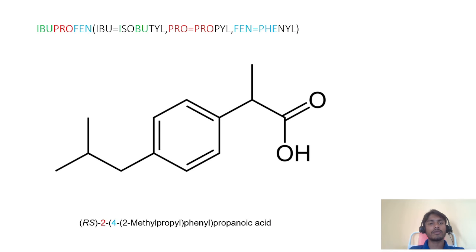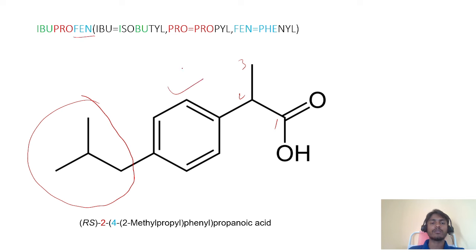Next, ibuprofen. Ibuprofen is nothing but an isobutyl group is there. So this group we can call the isobutyl group. Next, the propyl group, 1, 2, 3 carbon content. So propanoic acid here. Next, the phenyl group is there. So that is the name of ibuprofen.